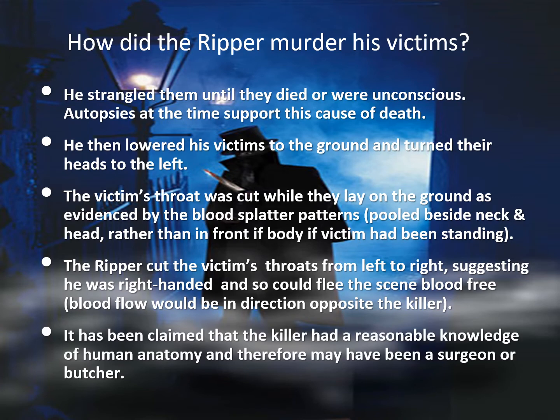It's also been claimed that the killer had a reasonable knowledge of human anatomy, so he may have been a surgeon or a butcher of some sort, because not only did he cut their throats open, but quite often he cut open parts of their bodies and pulled out organs. Now, he didn't take them or do anything with them, he just pulled them out. And he didn't pull them out in a way that showed he was breaking or damaging the organs. He did it with surgical precision, which is why a lot of historians did think he might have been a surgeon or a butcher or someone with a lot of knowledge about human anatomy and how to get these organs out without damaging them.